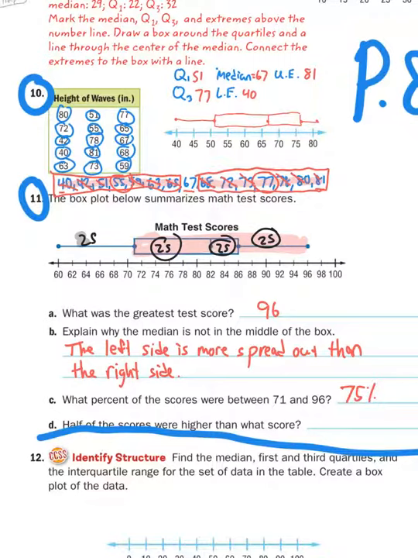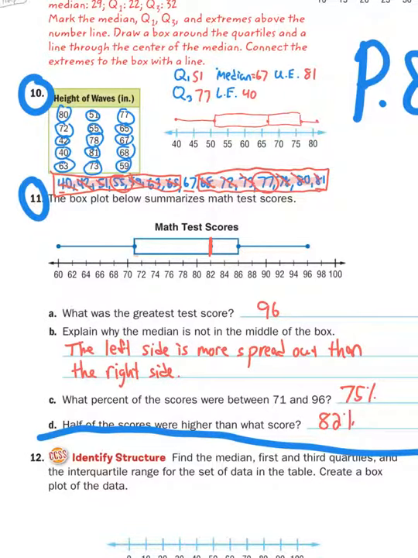And the last one is problem D. It says half of the scores were higher than what score? So when we're talking about half, that makes me think of the median. So half of the scores were higher than the median. So they were higher than 82. That means half of the class had higher than 82, half of the class had lower than 82.